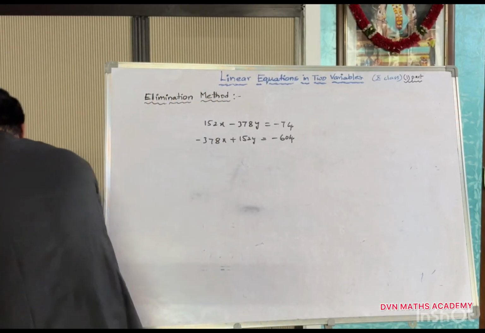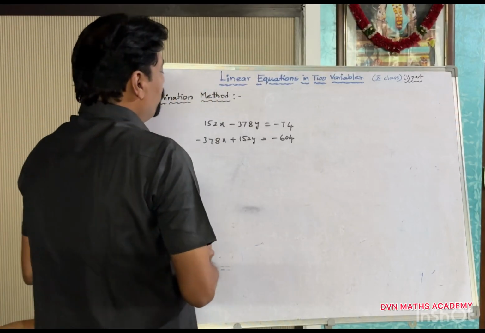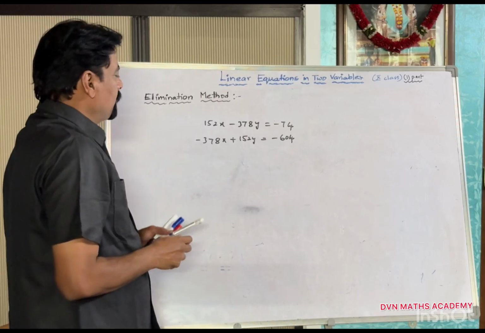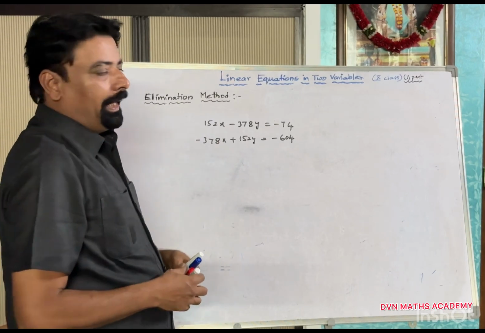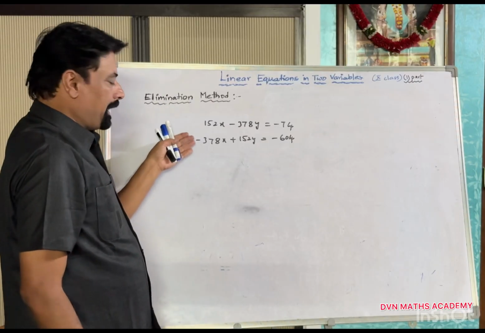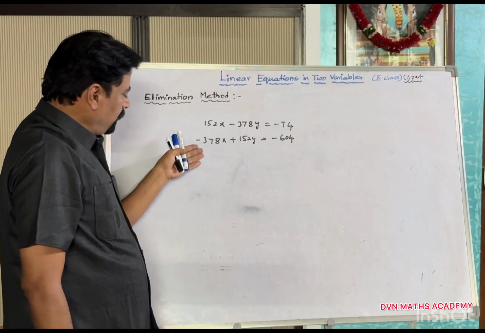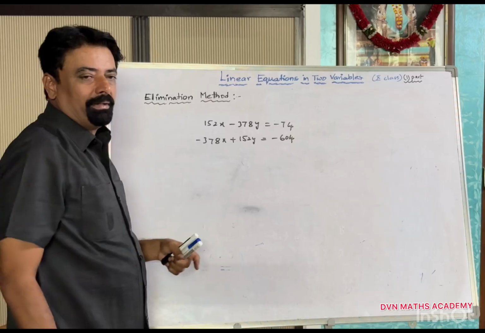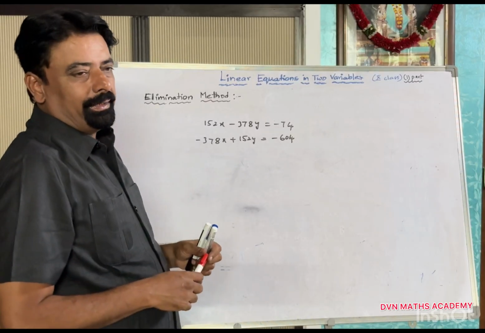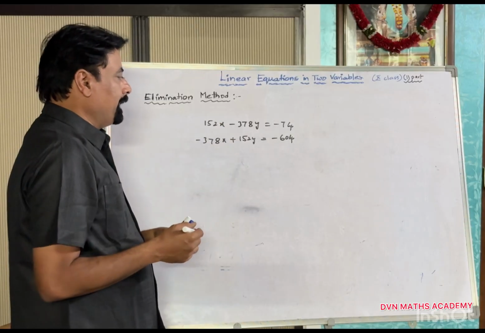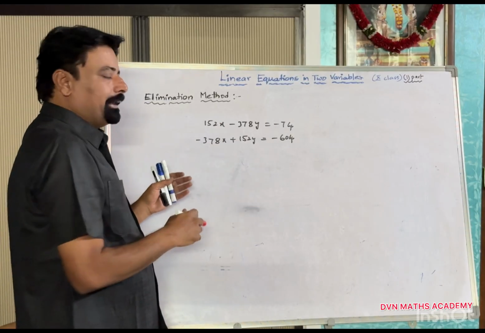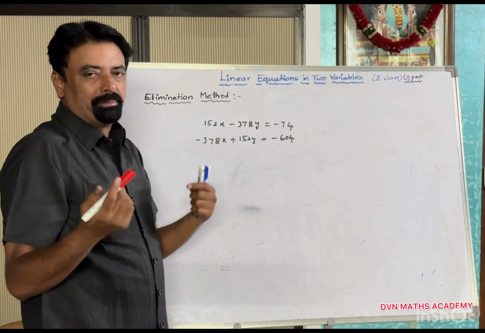So this is the question. It's also a very important pattern question. The coefficients of x and y are very big values. If you want to make the coefficients equal, the values will be very big, and it is not possible to do that in that method. If you try to do that, there is a chance of making mistakes.